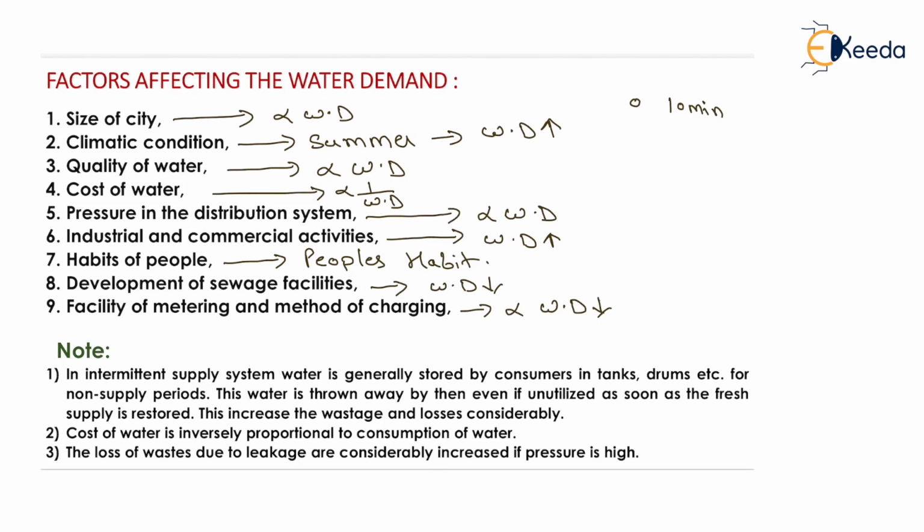Okay. Now those are the factors which affect the water demand. Now the notes. The first note is on the intermittent supply system. What is an intermittent supply system? In which water generally comes into the house for a particular interval of time, that is for 1 or 2 hours. Now, the habit of our sisters and mothers is that in these 2 hours when water is there in our houses, they fill all the small to larger containers with water. And the next day when the fresh supply comes again, they throw this water away if unutilized. In this way we increase the wastage and losses considerably. So in the intermittent system, the losses from wastage and other ways generally increase considerably.